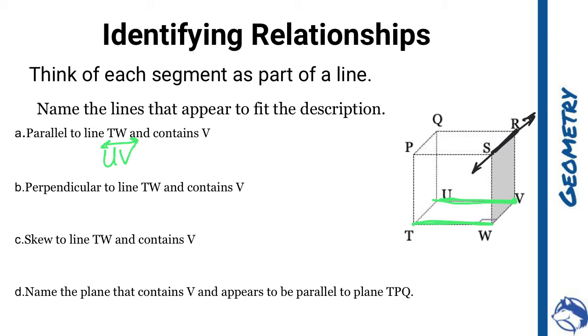Perpendicular to line TW and contains V. So I'm going to highlight TW again. Perpendicular would mean that it's going to come and intersect here, because since this is a square, that's a right angle. So that's going to be VW.